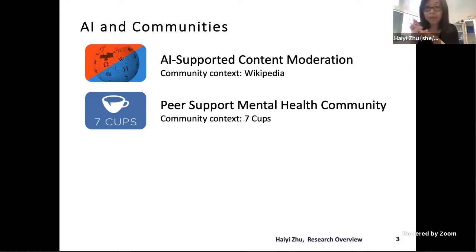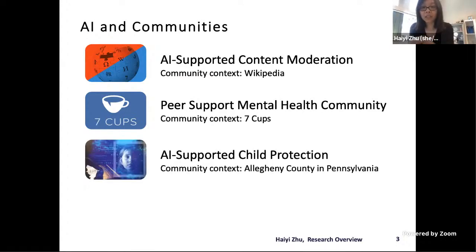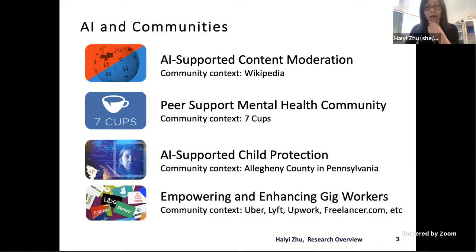I work with 7 Cups, which is one of the largest online peer support platforms in the world, to understand people's experience in these online peer support communities and design various intelligent tools to create a better peer support environment. I also work on AI-supported child protection in collaboration with Allegheny County. For example, we have been working with Allegheny County to redesign the algorithmic screening tool to aid call screeners in making recommendations regarding further investigations. I also study gig work, gig platforms, and the whole gig economy ecosystems with the goal of designing AI tools to empower and enhance gig workers.